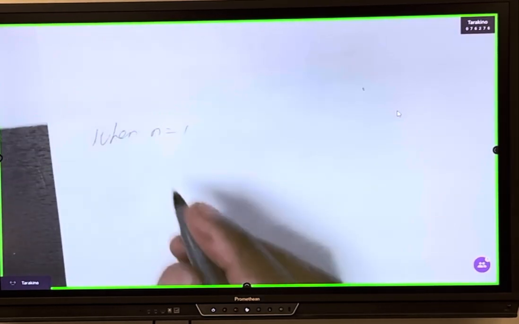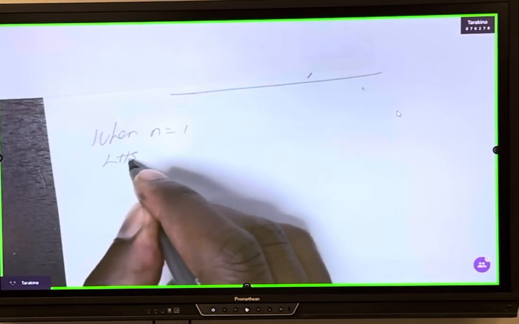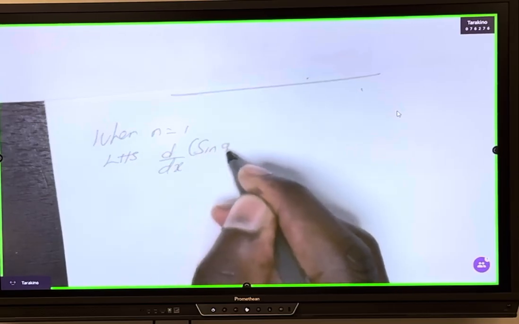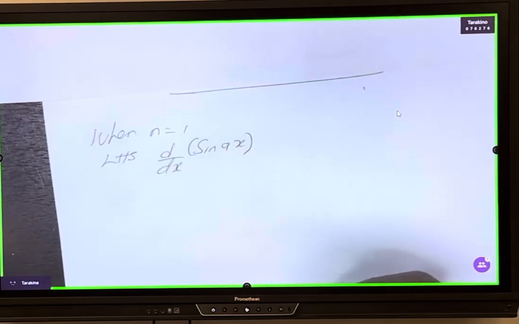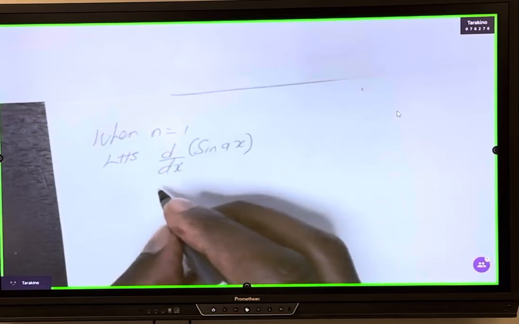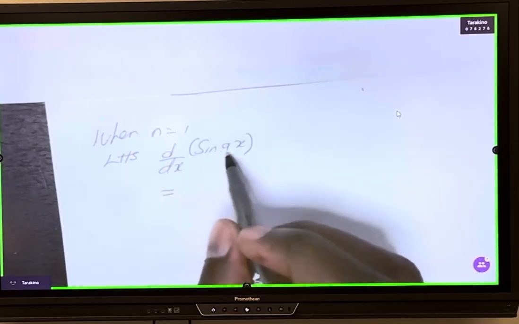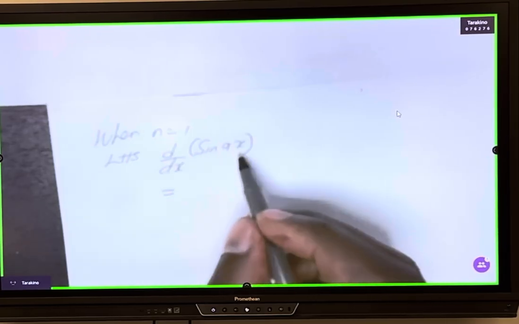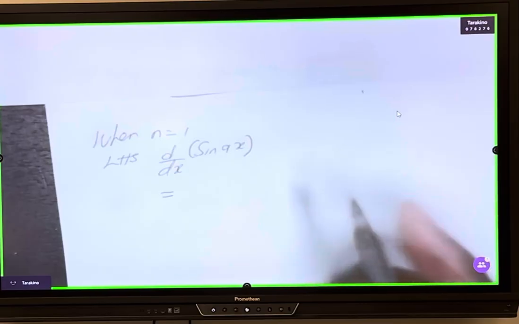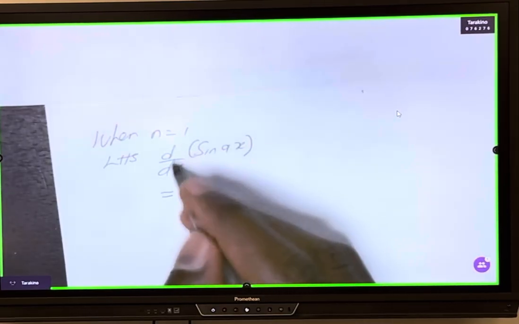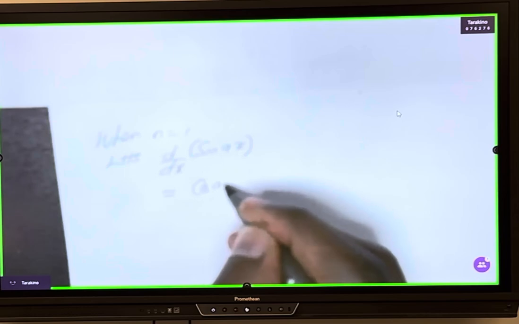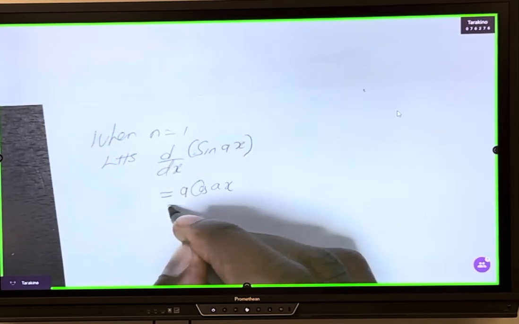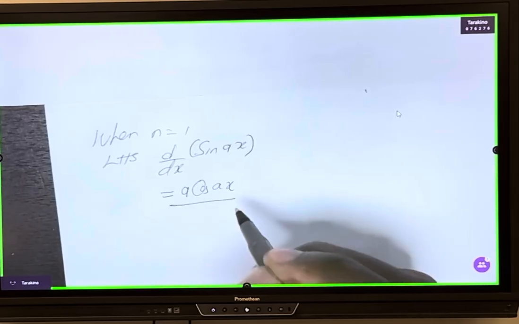So the left-hand side is d/dx of sine ax. In this case, we know that when we differentiate sine, we get cos. Then we use the PTA: power, trig, and algebra. Since we don't have the power, move on to the trig. So that's cos ax. Then our algebra: if we differentiate ax, we get a. So we multiply, so it's just a cos ax. This is what we get.